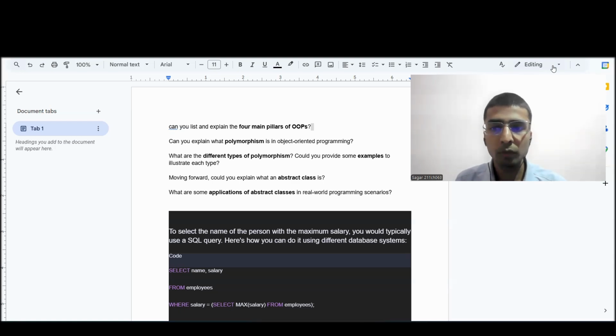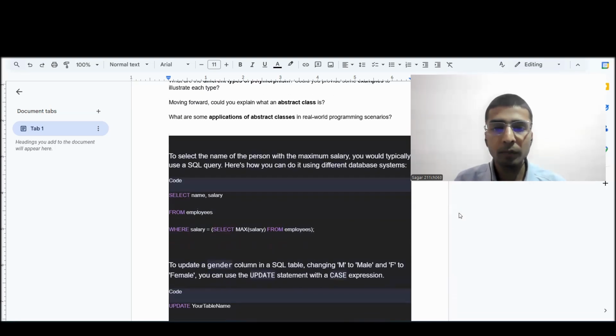After these questions, she moved to theoretical questions. First, she asked about the pillars of OOPS, then polymorphism, kinds of polymorphism, and abstract class. You can see, as I have written here in the doc. Then she moved to the coding questions.